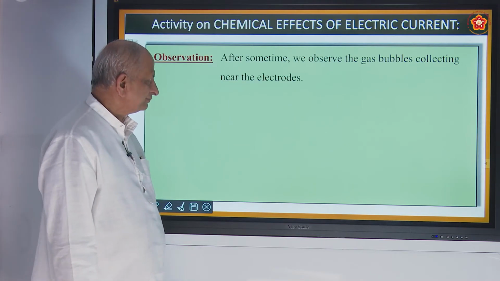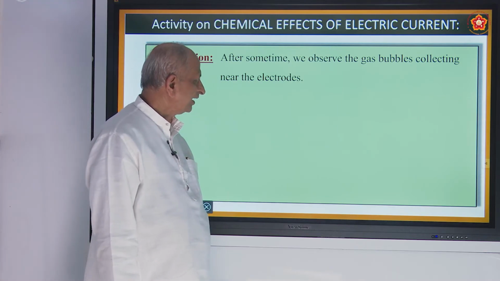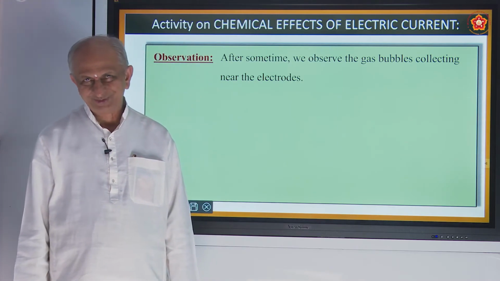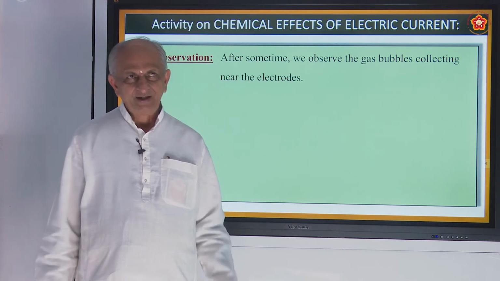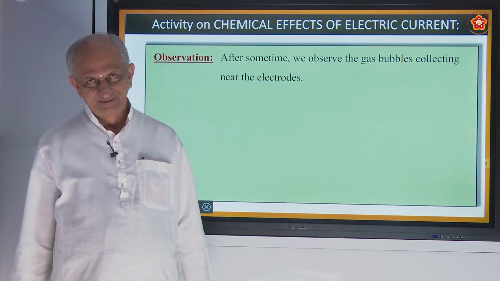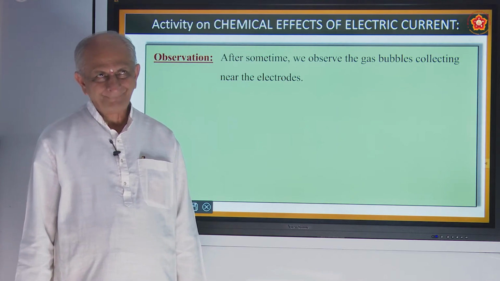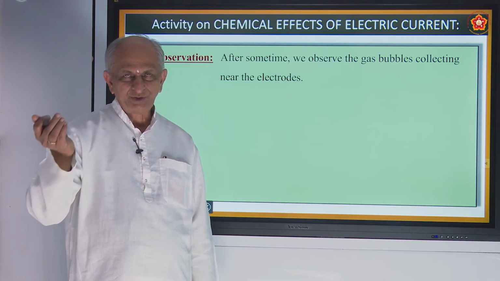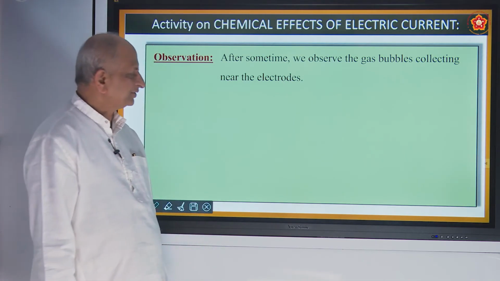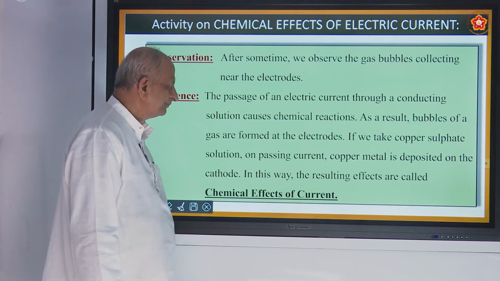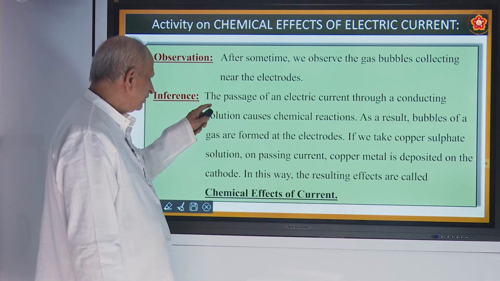And what do you observe? After some time you observe that gas bubbles are collecting near the electrodes. Where does the gas come from? It comes from water. What is the formula for water? H2O. So H2O decomposes into hydrogen and oxygen. That hydrogen and oxygen bubbles will be formed.